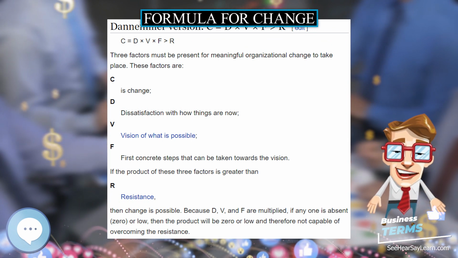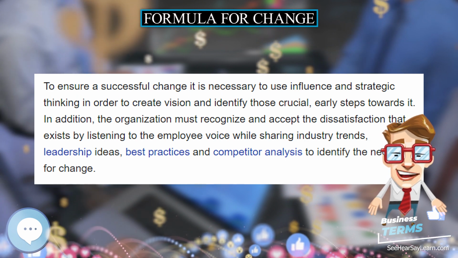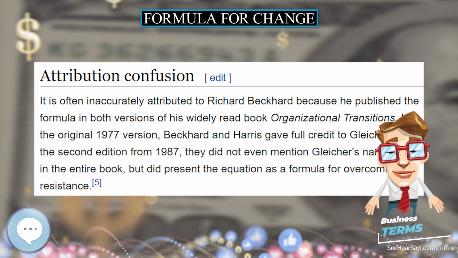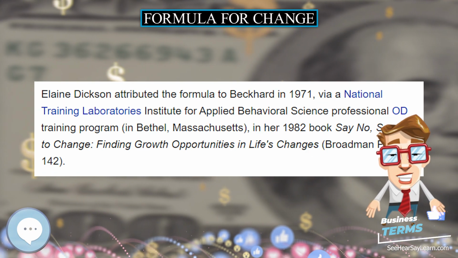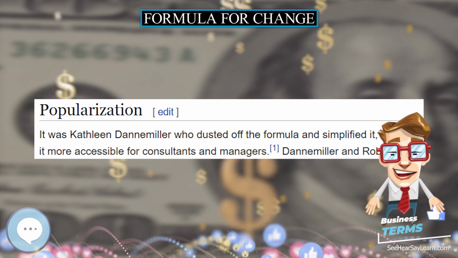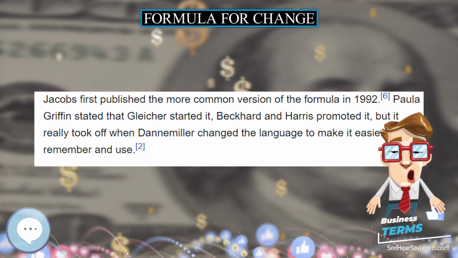Elaine Dixon attributed the formula to Beckett in 1971, via a National Training Laboratories Institute for Applied Behavioral Science Professional Odd Training Program, in Bethel, Massachusetts, in her 1982 book Say No, Say Yes to Change: Finding Growth Opportunities in Life's Changes, Broadman Press, p.